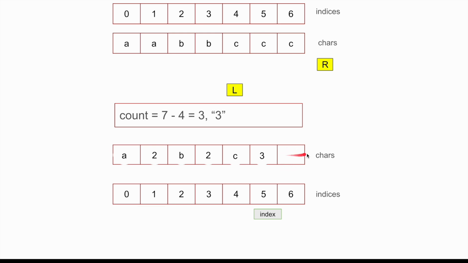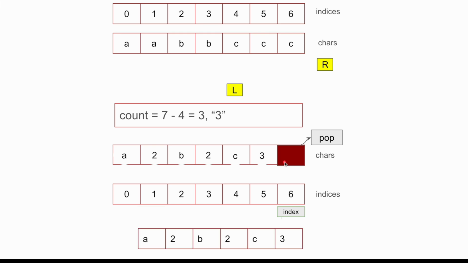The space remaining in the character array, we have to pop those because it is not used anymore. So basically the index is there. Now we pop the element at this index. Like that. And finally we have the answer as A2, B2, C3, which is the compressed version of this string, and the length is 6, 1 2 3 4 5 6, which is represented by this index, and we can just return this index at the very last.